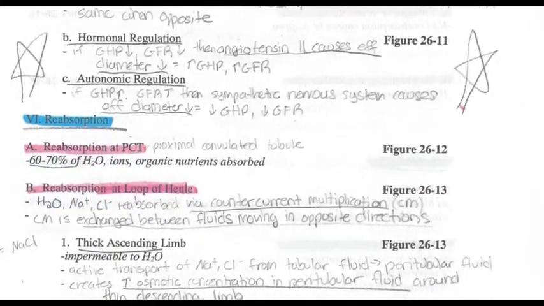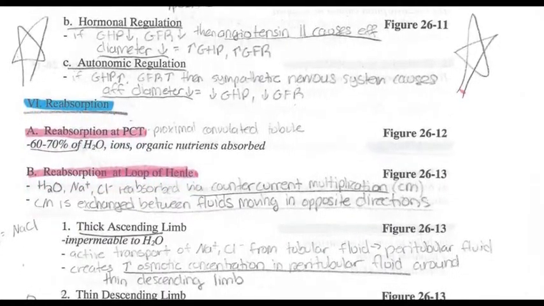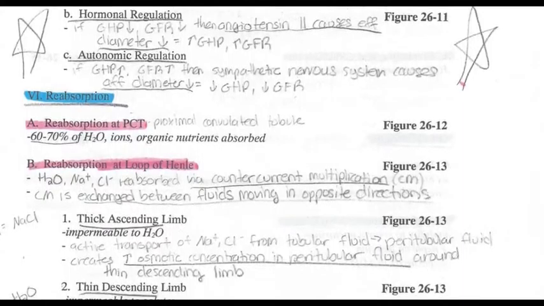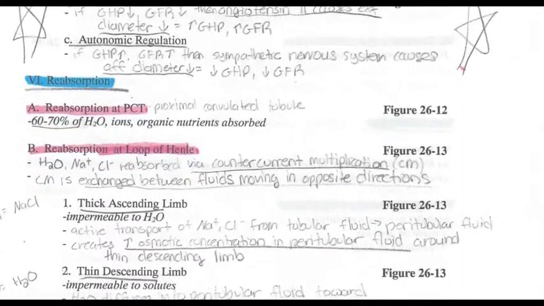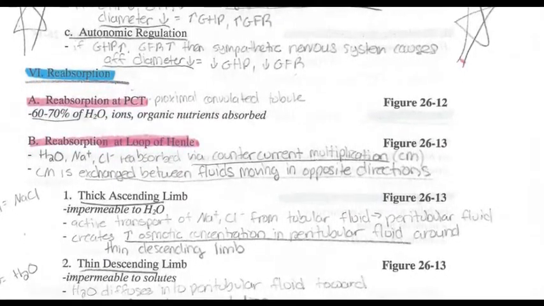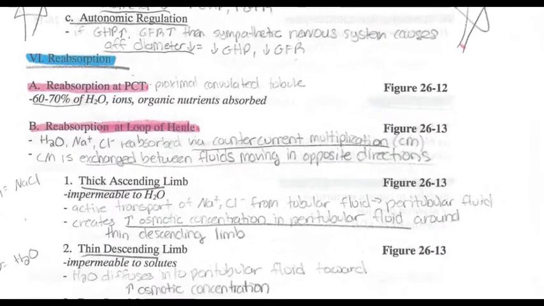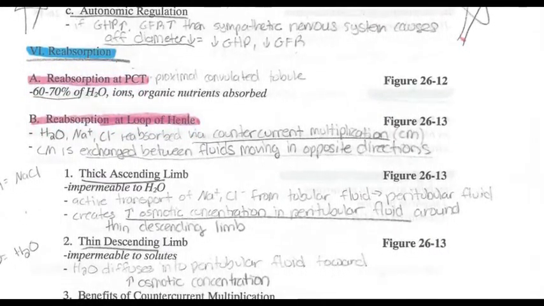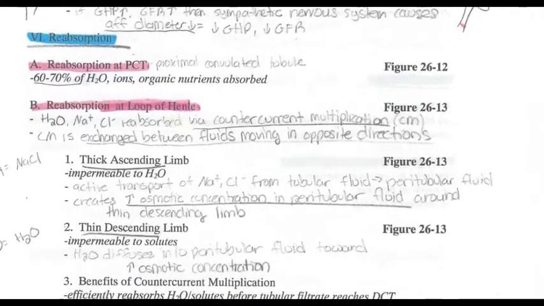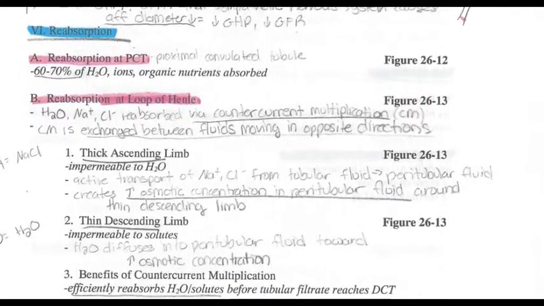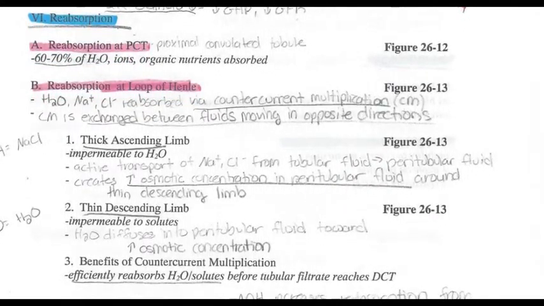Reabsorption. A. Reabsorption at the PCT, proximal convoluted tubule. 60 to 70% of water, ions, and organic nutrients are absorbed here in the PCT. B. Reabsorption at the loop of Henle. Water, sodium, and chloride are reabsorbed via countercurrent multiplication, abbreviated CM. CM is exchange between fluids moving in opposite directions.